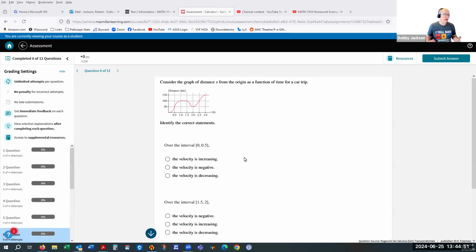Okay, now we don't have a formula. We're not asked to come up with a formula for s, but we want to interpret the velocity in terms of the graph. And the velocity, of course, being the derivative of the distance function, s prime, is the rate of change of the distance with respect to time. And in calculus, that's the derivative, which is simply the slope of the tangent line.